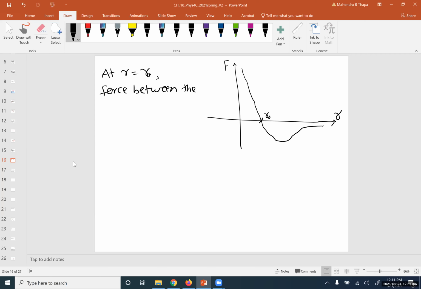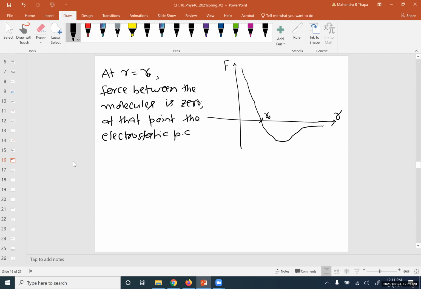So at r equal to r naught, the force between the molecules is 0, and at that point the electrostatic potential energy is lowest, or we can call it minimum, U naught. The upper portion represents the repulsive nature between two molecules.